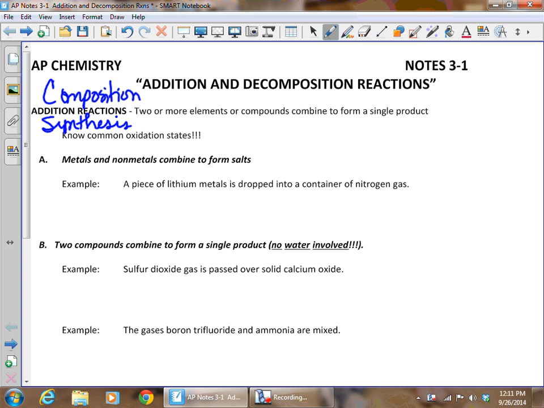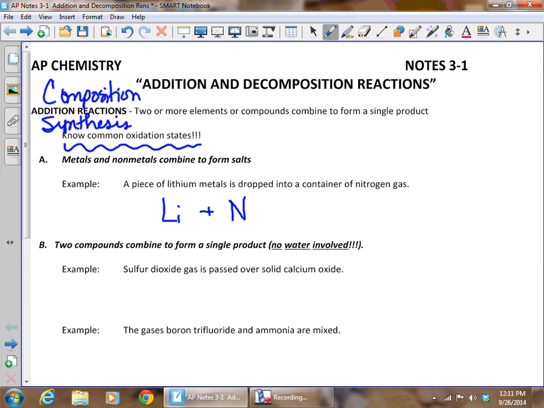Addition reactions are when we take two or more elements or compounds and combine them together to form a single product. One of the most important things here is to know your common oxidation states. Take, for instance, the first example. A piece of lithium metal is dropped into a container of nitrogen gas. So we know we're dealing with lithium. We know we're dealing with nitrogen gas.